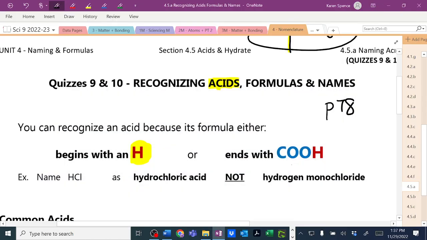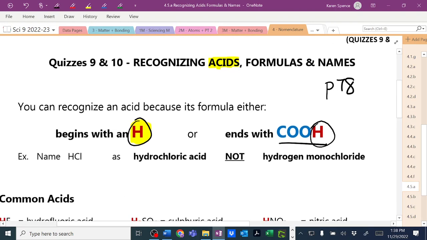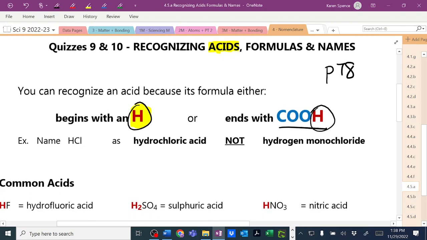Or it ends in COOH. Now, do you see how this hydrogen is red and how this hydrogen is red? Those are what we call the acidic hydrogens. Okay? So, even though up till this point you have been writing HCl correctly as hydrogen monochloride, once we learn how to do acids, you're not going to write it as hydrogen monochloride anymore. You're going to write it as hydrochloric acid.